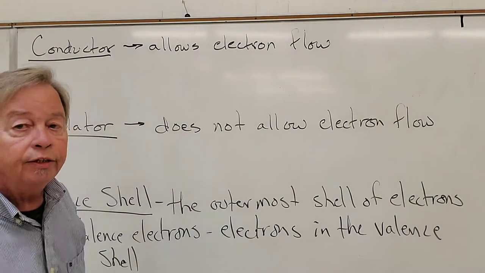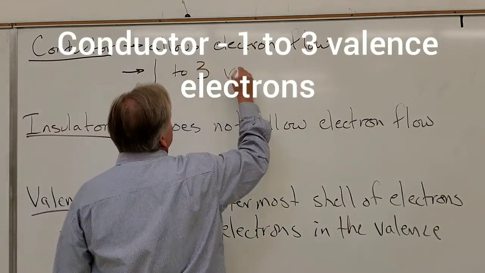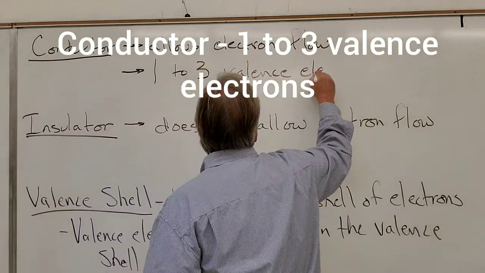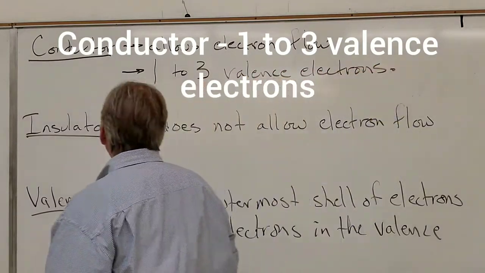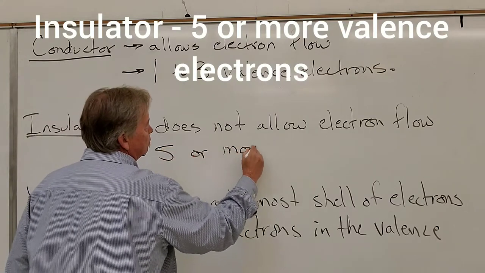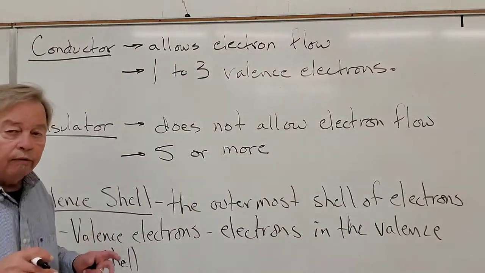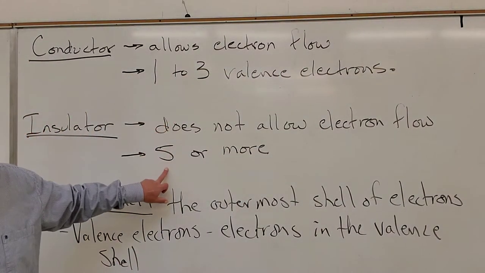So to be considered a conductor, and to be considered an insulator, five or more. So 1 to 3 valence electrons, remember, just a few of them, are easily slapped out, and then insulators will have 5 or more.